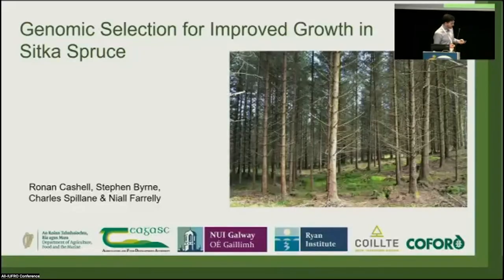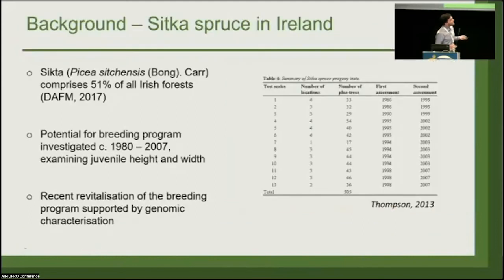I'll be talking very much through the production side of using genetic resources, though with a mind towards conservation. Sitka spruce is central to forestry in Ireland, for better or worse. It is 51% of our forest inventory, and our forest inventory is 11% of the land cover.